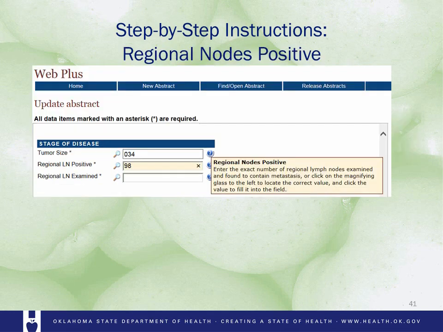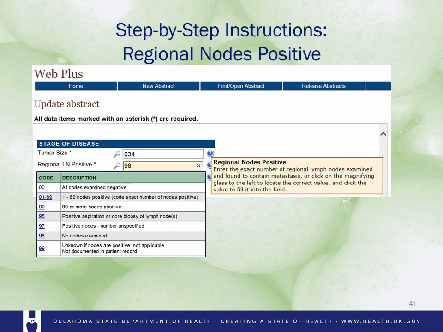In the regional lymph nodes positive field, you will record the exact number of regional nodes found to contain metastasis. Use the search icon to select the appropriate value. Only record lymph nodes that were removed or biopsied. Do not code any lymph node found clinically by way of X-ray, scan, or palpation in this field. If the exact number of lymph nodes is documented in a pathology report, you will code the exact number. If a biopsy or aspiration of regional nodes was performed and is positive, code 95.